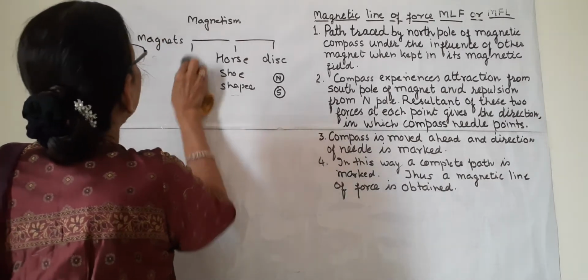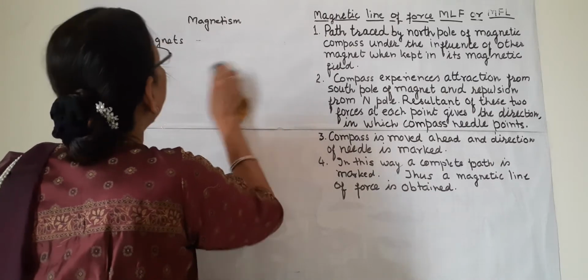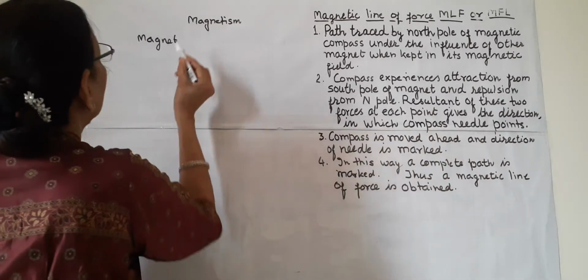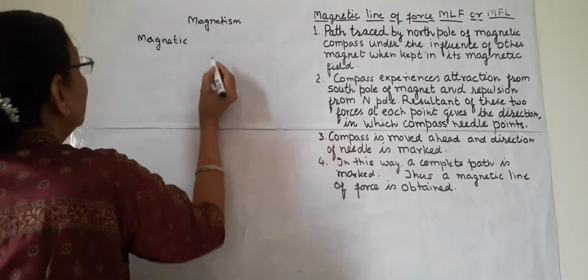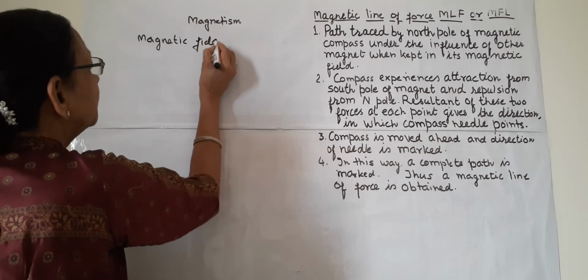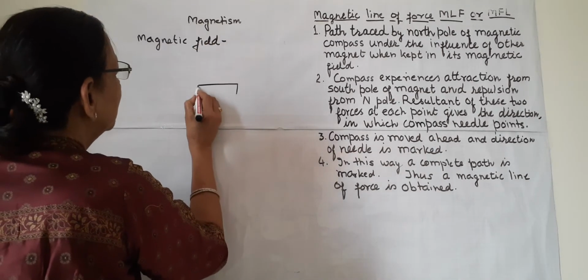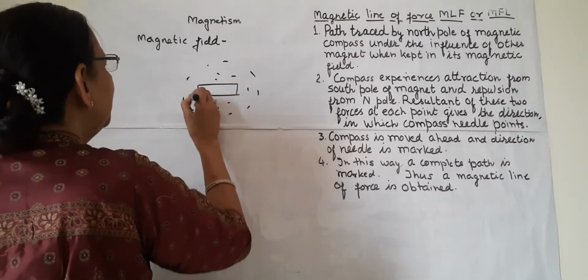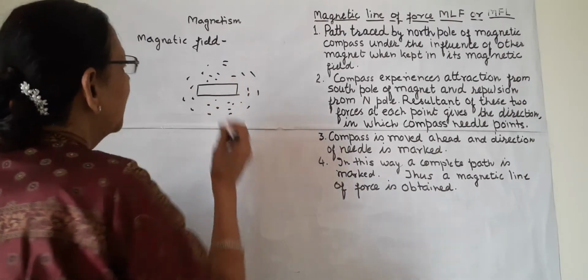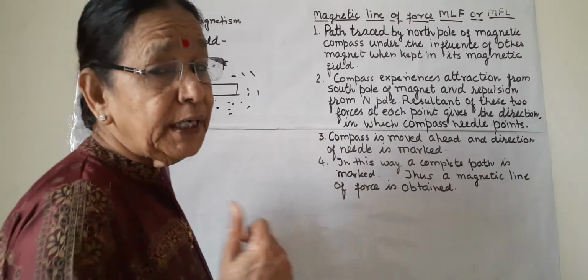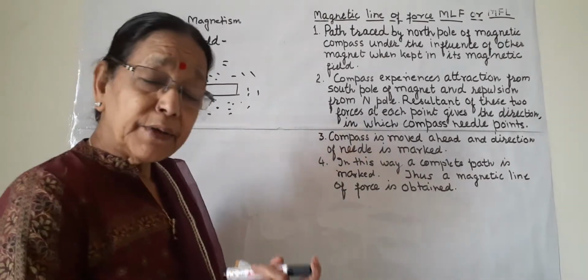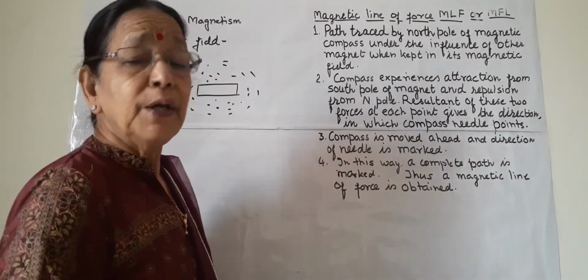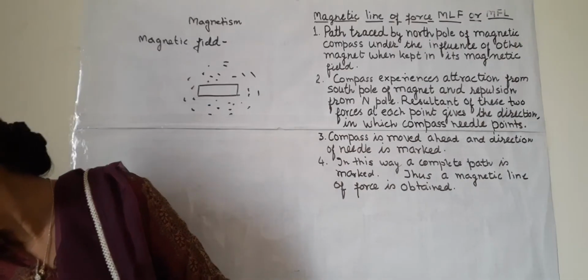Now next to magnet is magnetic field. What is a magnetic field? As the name indicates, if there is a magnet, the field around this magnet is its field. So this field around the magnet is known as the magnetic field. We have heard about electric field and gravitational field. Likewise, there is magnetic field.